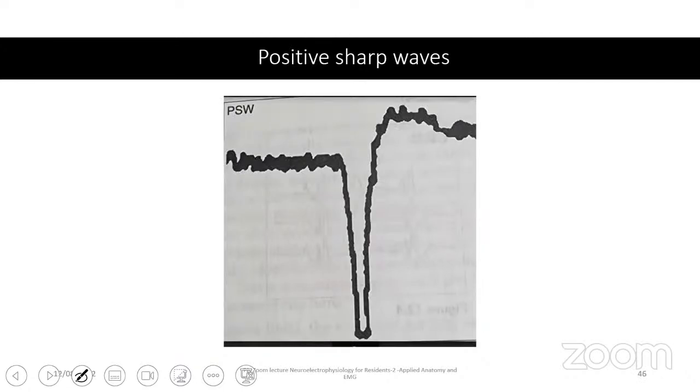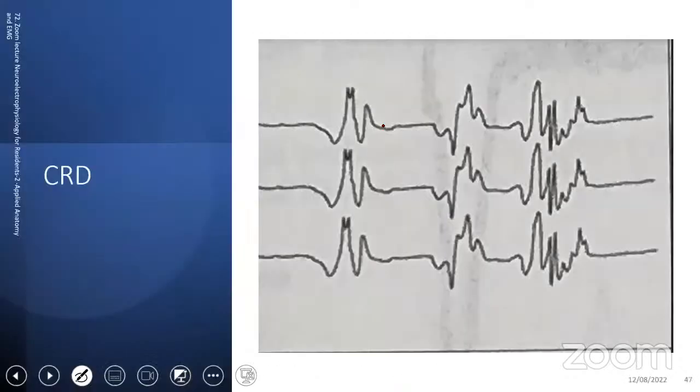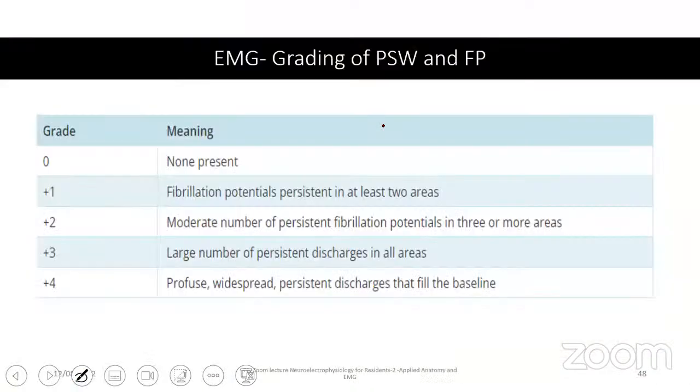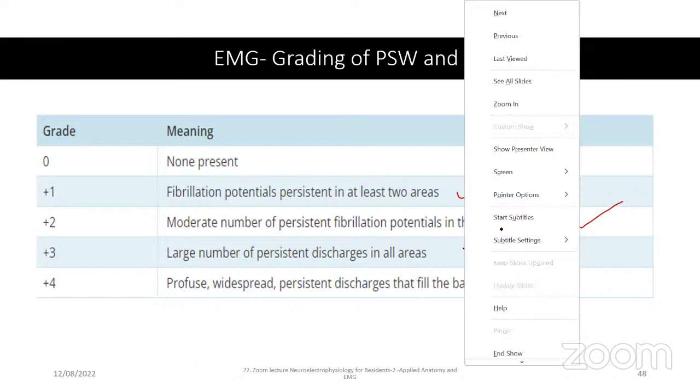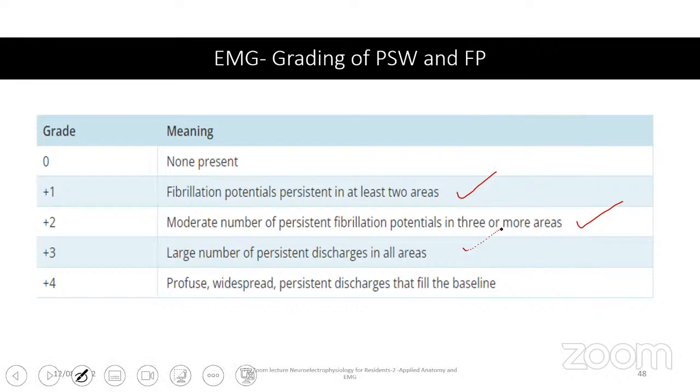And the positive sharp waves, where the positivity is down here. Positive sharp waves look like this. These are also part of the spontaneous activity. And sometimes you get complex discharges like this, right? So there's a grading of the sharp waves and fibrillation potentials. If there's +1 fibrillation potential present in at least 2 areas, and +2 in 3 or more areas, a large number of persistent discharges in all areas is +3. Profuse, widespread, persistent discharge that fills the baseline is a +4. That's how you grade these fibrillation potentials and the positive sharp waves.